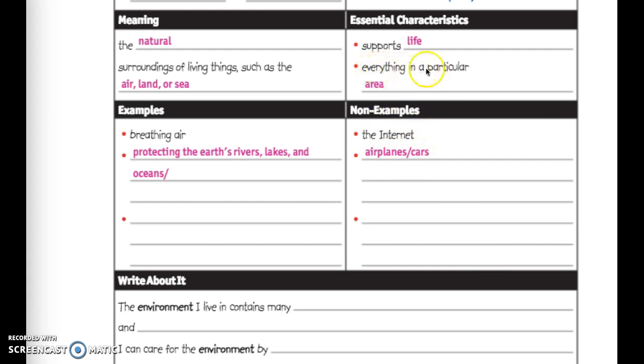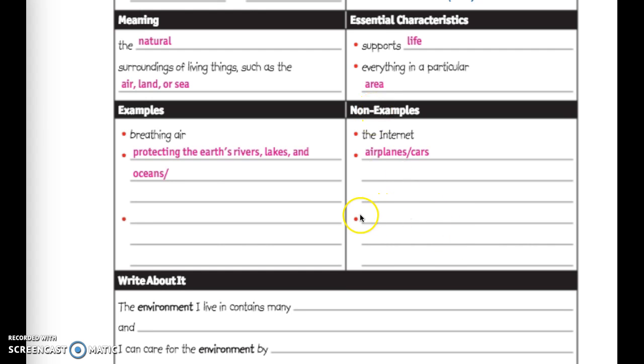And everything in a particular area, airplanes and cars, they're really found everywhere, unlike rivers, lakes, and oceans, where you have to go to a lake. Cars and airplanes, they move all over the place. But a river is part of the environment. A lake is a part of the environment that it's in, same with oceans. So these are two non-examples, and they do seem to be kind of tech heavy. They're technology based. So it looks like technology is a non-example for environment.